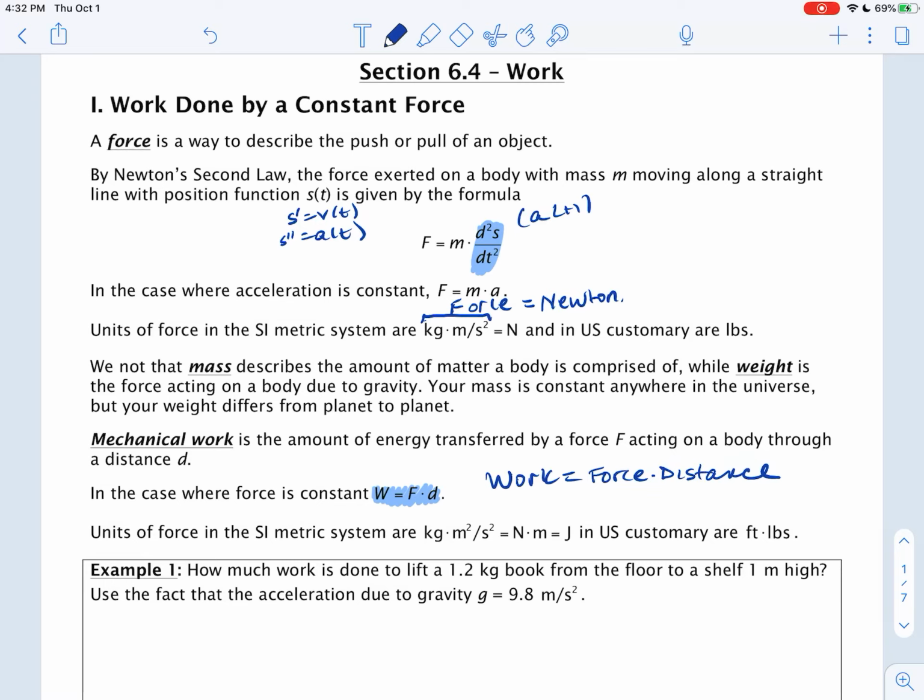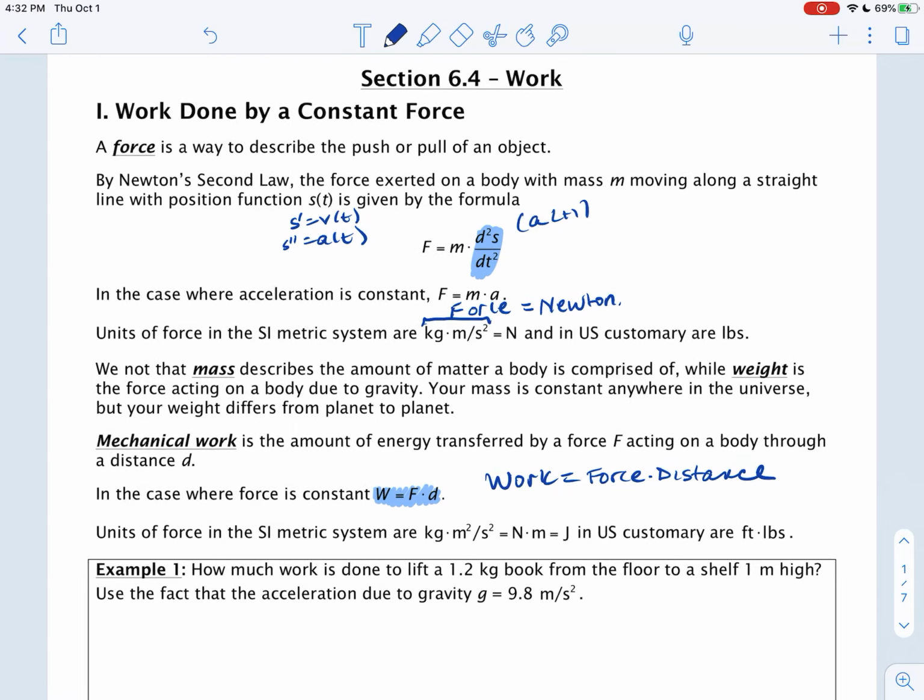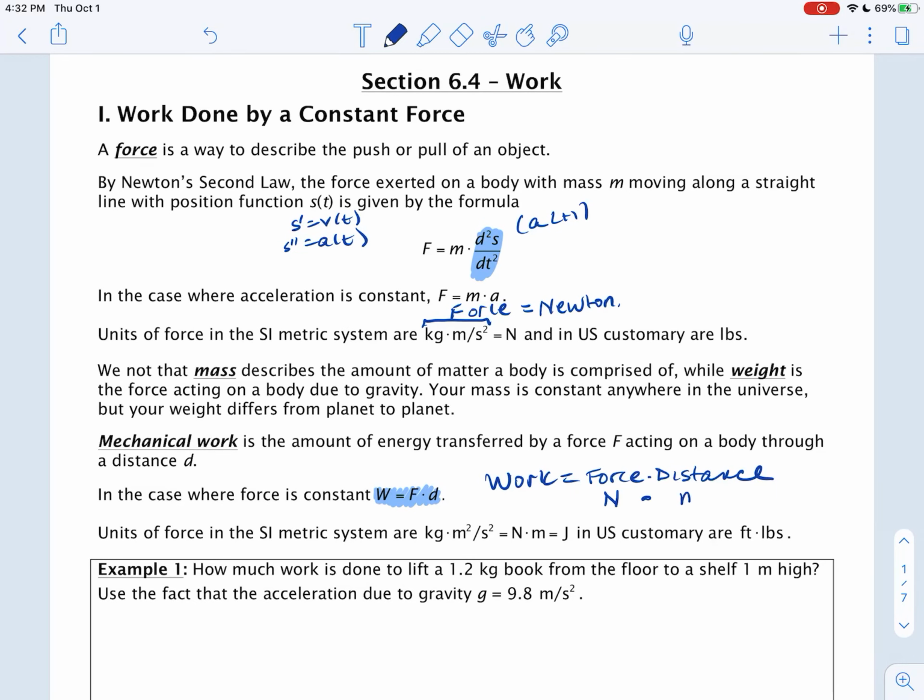And if we are in the standard international metric system, force would be in newtons, right? And our distance would be in meters. And so we would have Newton meters, and recall that is equivalent to the joule. Okay, so newtons is kilograms meters per second squared. That comes from mass times acceleration. And the joule, which is the unit of measurement for work, is the Newton meter because it's force times distance.